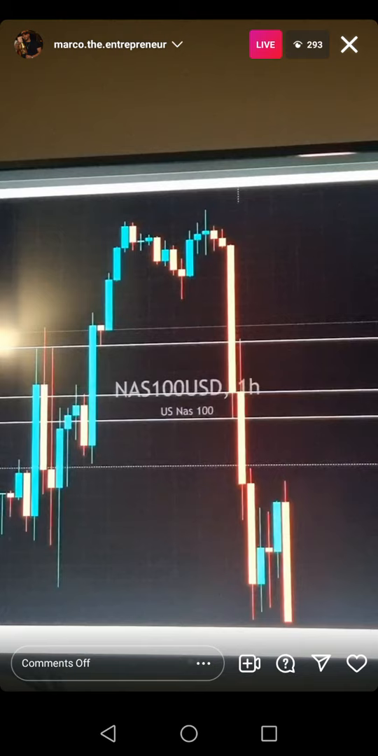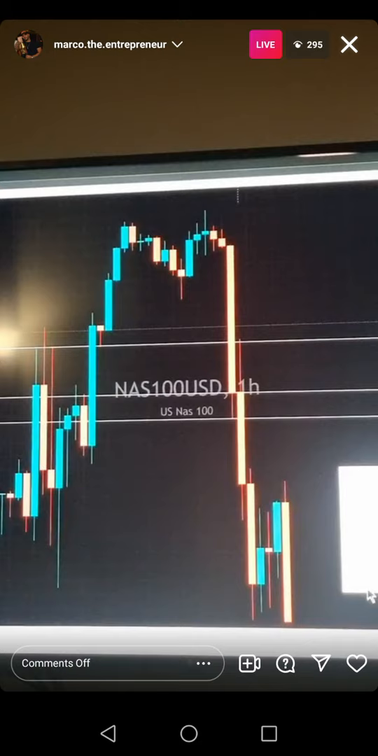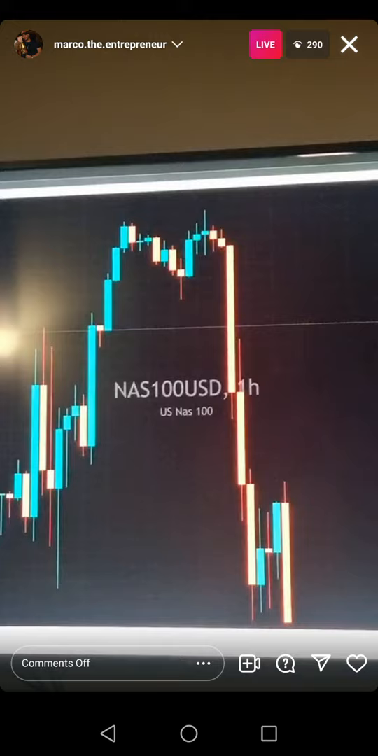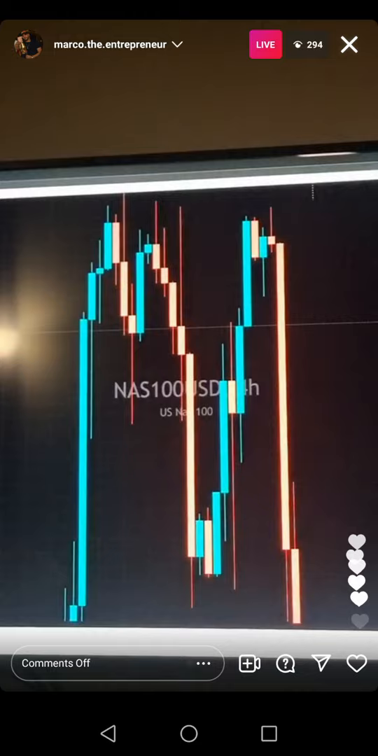Right. So now we're going to go to a higher time frame. Let's remove all of this. I'm getting tired. Remove this. Let's go to a higher time frame. Now we're on a 4-hour time frame. Now things are about to get interesting.